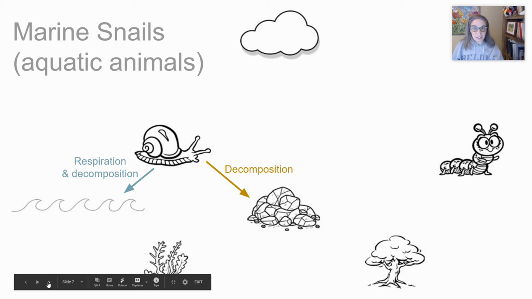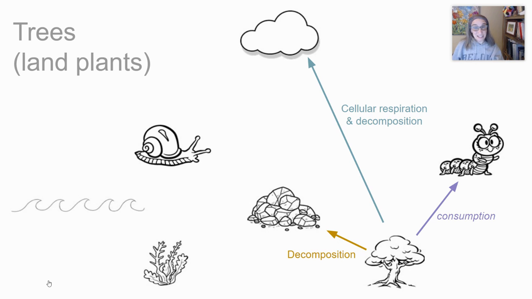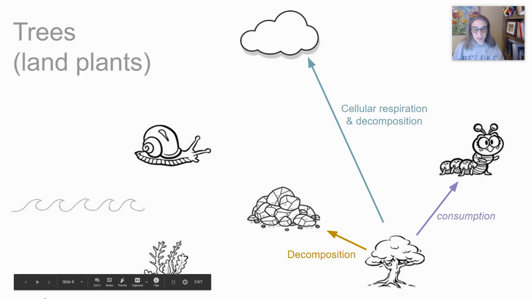Speaking of the living organisms, we've got the marine snails that represent all aquatic animals. They give off carbon both through respiration by breathing and then also through decomposition, again, similar to the algae. Trees, we've got more vegetation, right, through decomposition, consumption, just like with the algae. And this time we've got the land animals that are eating the vegetation. And then finally through cellular respiration and decomposition.